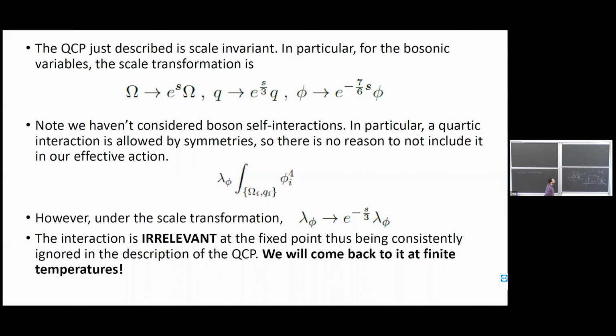So a final remark about the temperature dynamics is the following. Of course, the model is scale invariant. Here I display the scale transformations of the bosonic degrees of freedom, because you can use them to check that the possible quartic self-interactions are ruled out under this scaling. This is consistent with the fact that we haven't taken them into account. But this point will be important at finite temperatures.